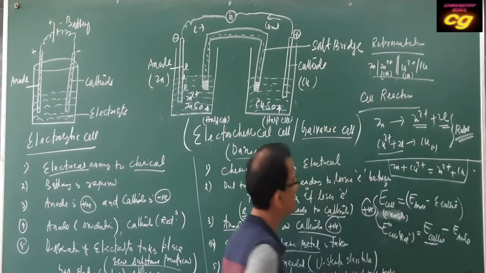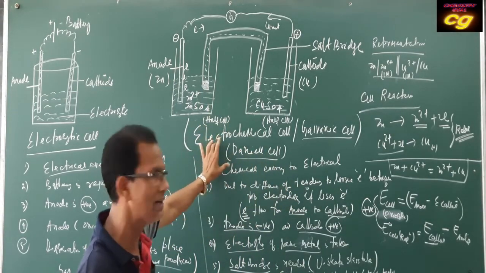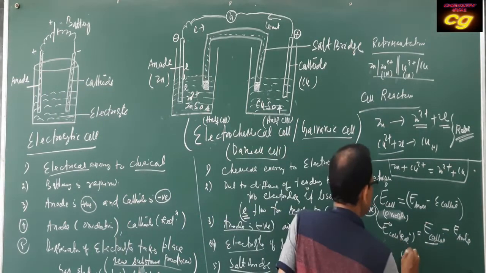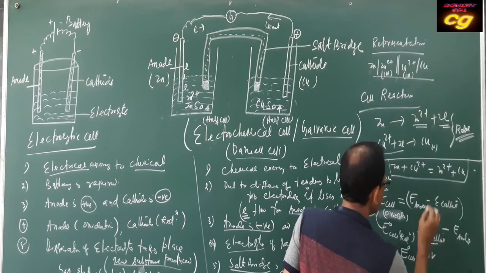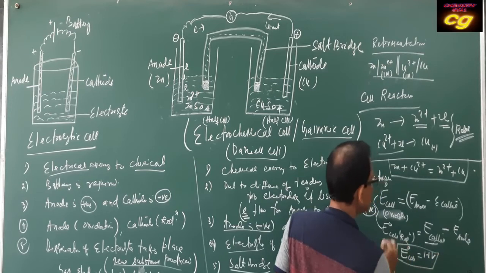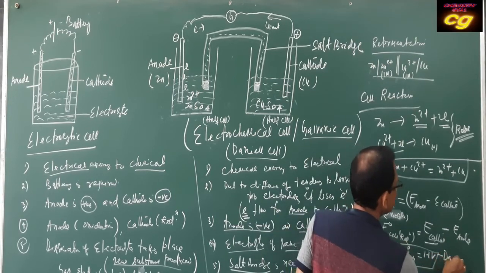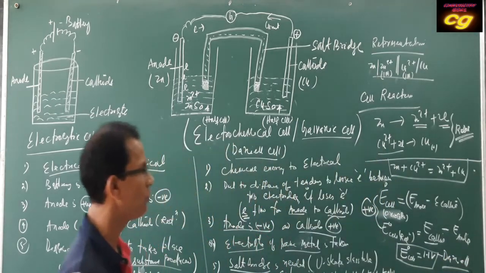So for the Daniell cell, E naught cell is equal to 1.1 volt. This is the E naught cell of the Daniell cell, 1.1 volt.